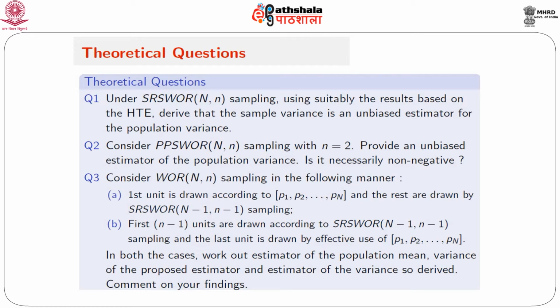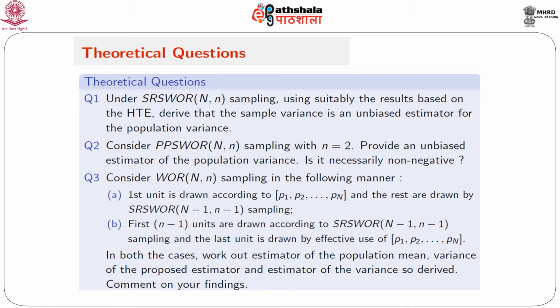Consider without replacement sampling of size n. It does not say simple random sampling or PPS or whatever. It says without replacement sampling design. That means all the units are distinct in the sample in the following manner. Now it says what you are doing. The first unit is drawn according to P1, P2, ..., Pn. The rest are drawn by without replacement sampling.